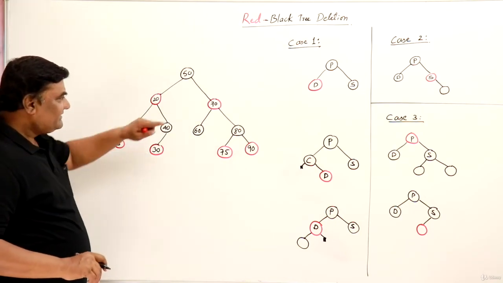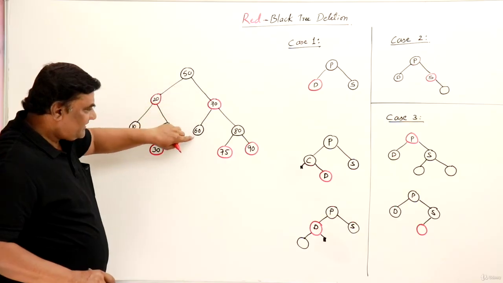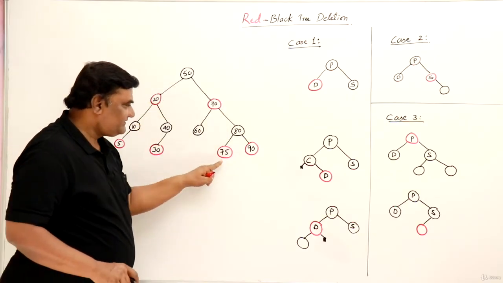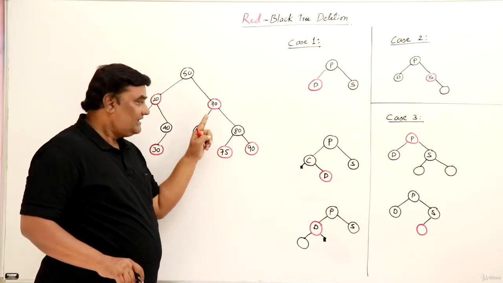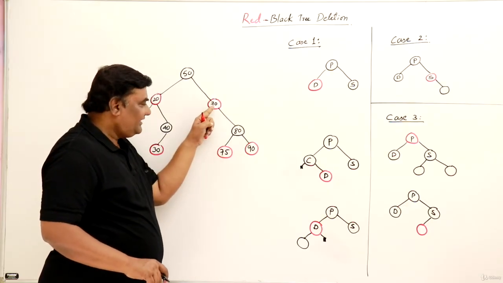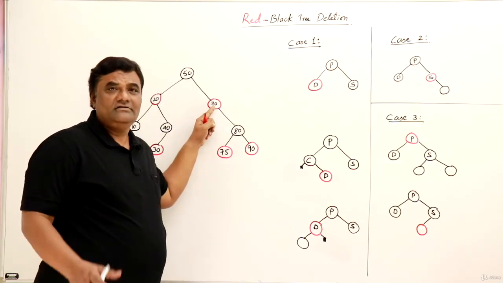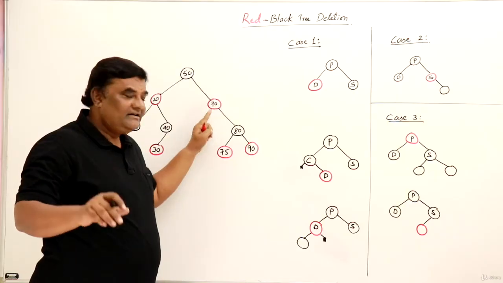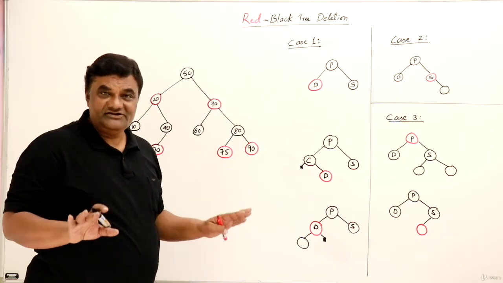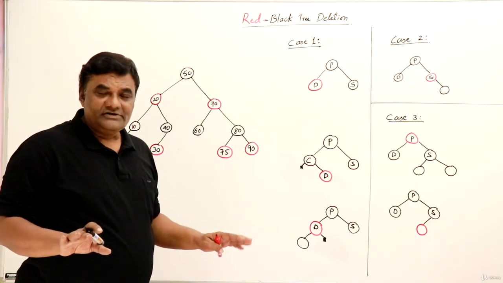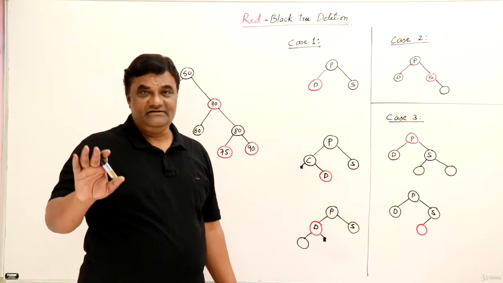I want to delete 70. Who will take its place? Either the in-order predecessor or the in-order successor. Either 60 will take its place or 75 will take its place. Suppose you are sending 75 there, then you have to delete this node. So what is the color of this node? Red. Simply delete it. 75 goes there and you don't have to do anything. Don't have to do any adjustment at all. So if the node that you are deleting is red, then blindly delete that node.